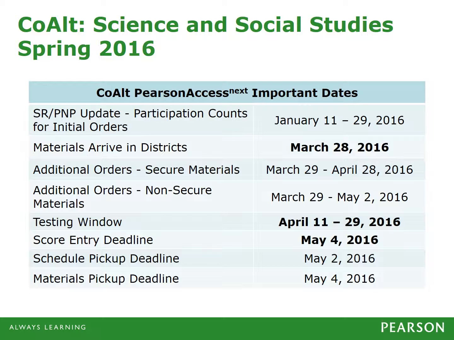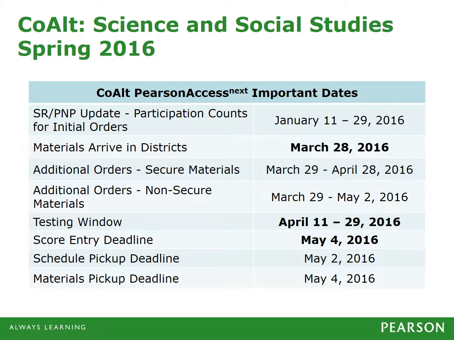Pearson extracted a new SRP&P file on March 1st to account for enrollment changes made in Pearson Access Next during February, so materials will be received for newly registered students as well. Districts will receive materials on March 28th based on the participation counts as of March 1st. If new students are registered for the CoAlt assessment after March 1st, you will need to place an additional order in order to receive materials for those students.